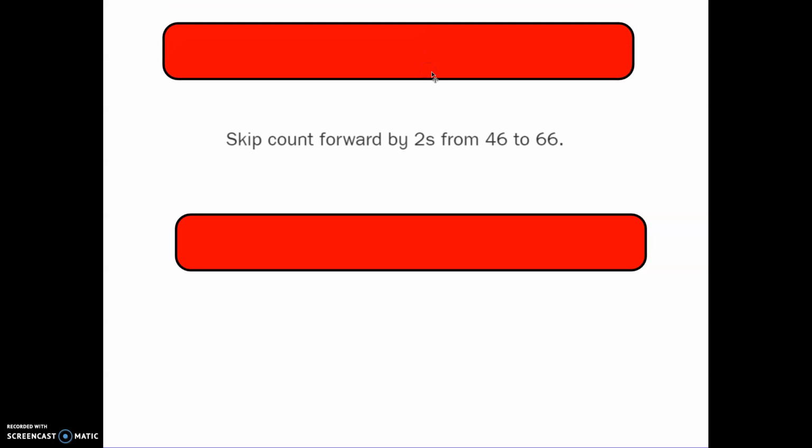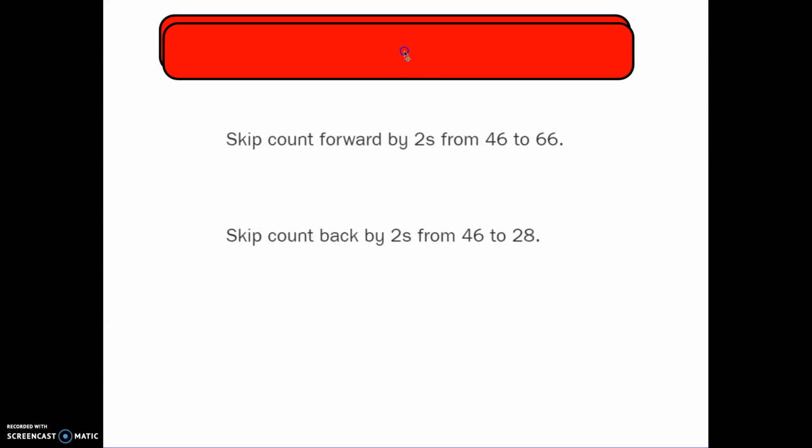Skip count forward by twos from 46 to 66: 46, 48, 50, 52, 54, 56, 58, 60, 62, 64, 66. Stop. Skip count back by twos, starting at 46 and going to 28: 46, 44, 42, 40, 38, 36, 34, 32, 30, 28. Stop. Good job.